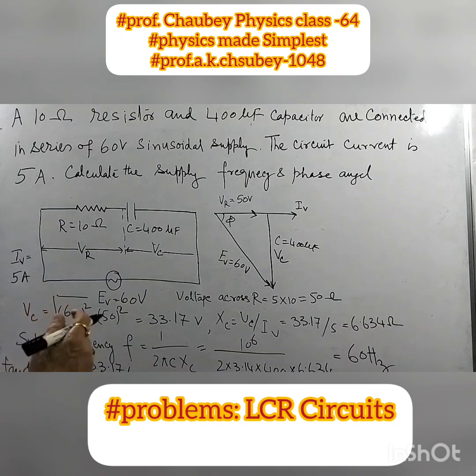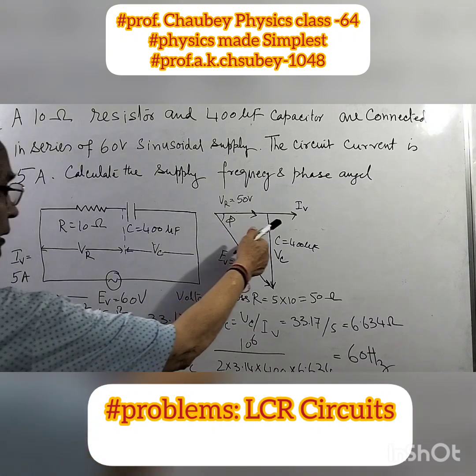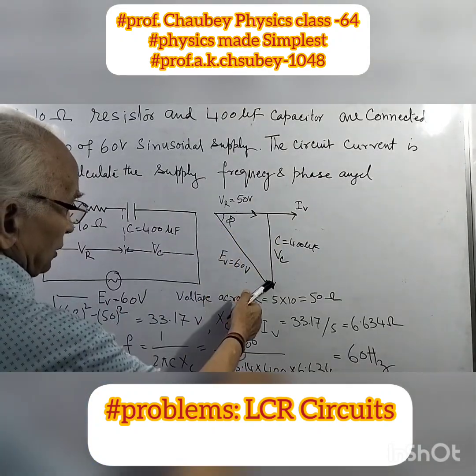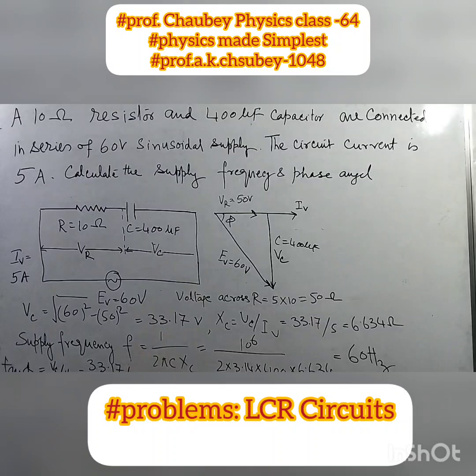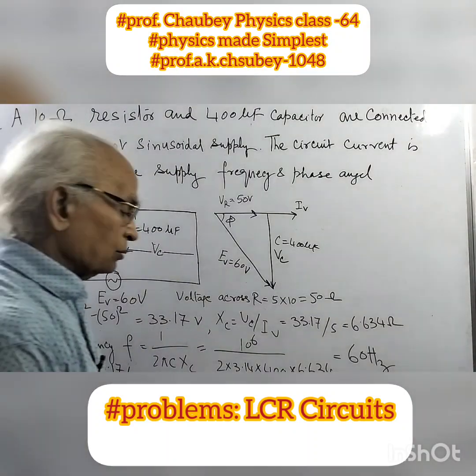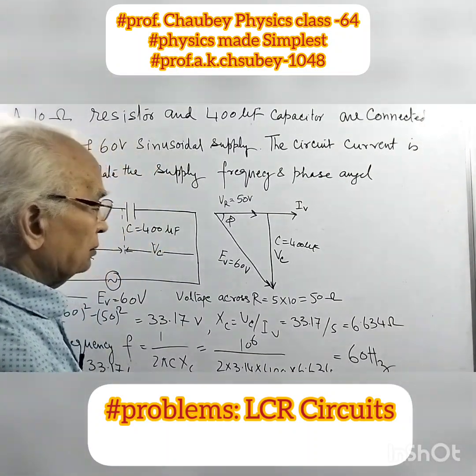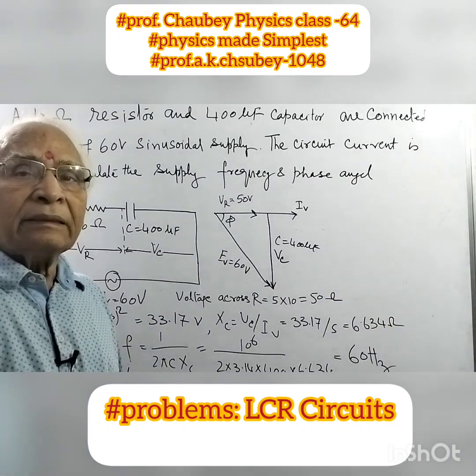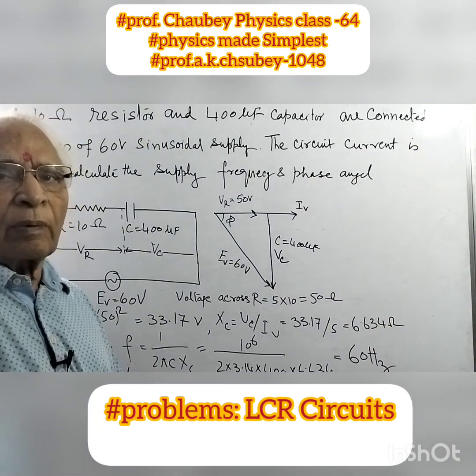In the inductance circuit, current is lagging because inductance opposes the growth of the current, Lenz's law. In the capacitance circuit, current is leading. So current is here, voltage is here, so this much angle phi leading. So this gives you another problem. Like this, we must do some more problems.